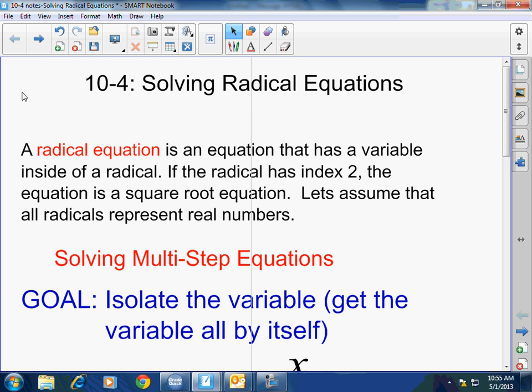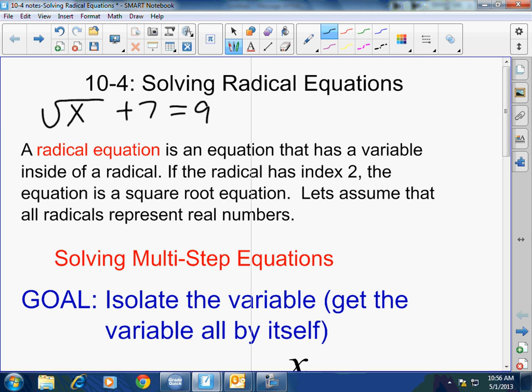Now, first of all, a radical equation, guys, is an equation that has a variable inside of a radical. So if I have a square root of x plus 7 equals 9, I have a variable inside of a radical. That is going to be a radical equation, okay?